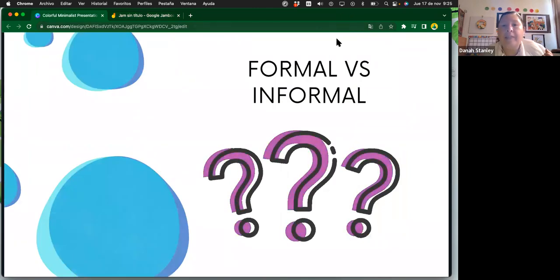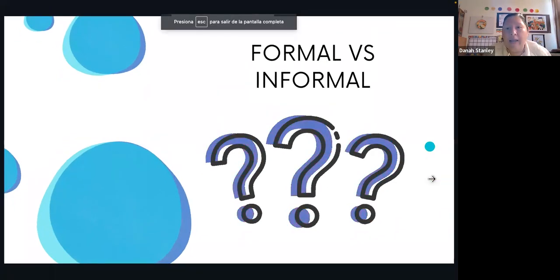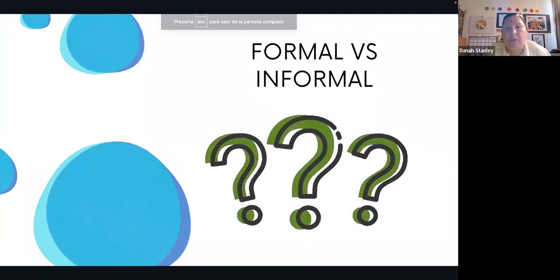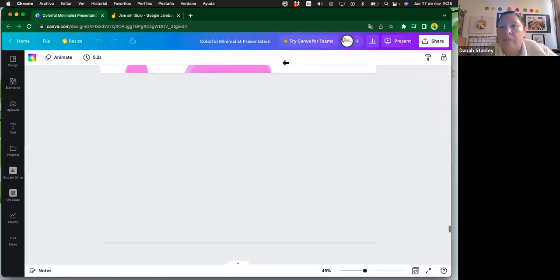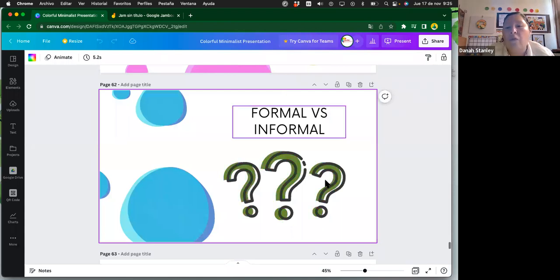Remember that we said that we have two types of assessment. One that is formal and the other one that is informal, okay? Do you remember the difference between formal and informal exams or evaluations? Formal and informal.